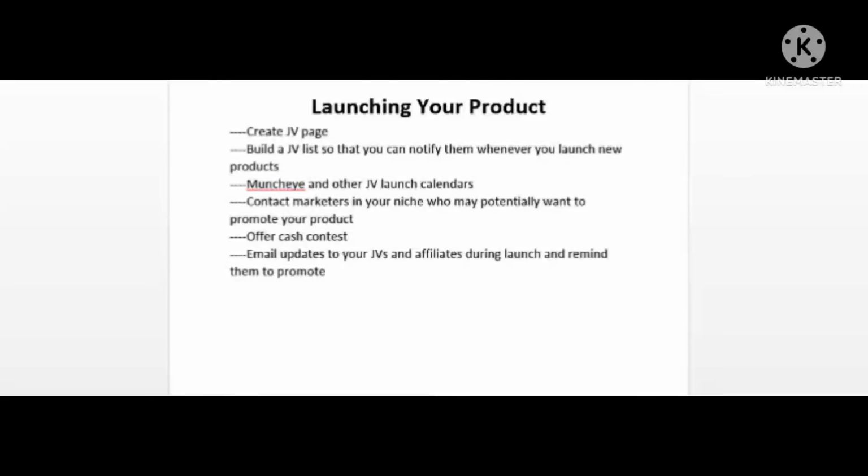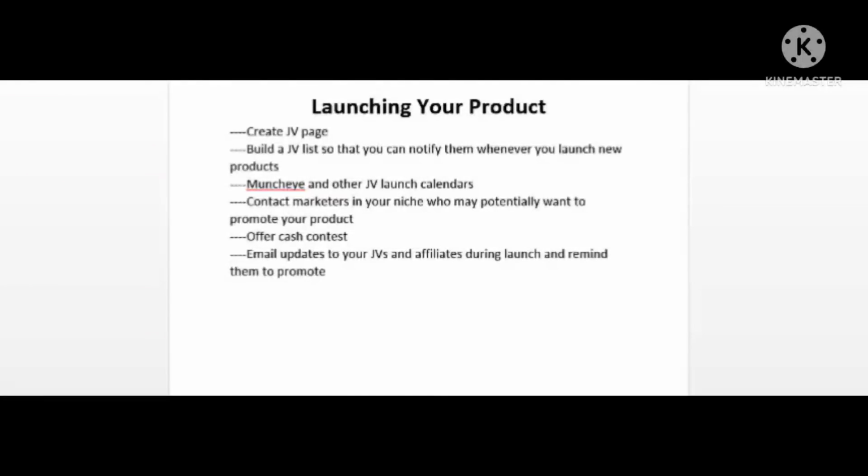When I'm looking for products to promote as an affiliate, if they don't have a JV page, chances are I'm not going to promote the product. Although I have promoted products that do not have JV pages, if they have a JV page, the more likely I'm going to promote their product. I scan JV launch calendars such as Muncheye for products to promote, and that's what I recommend you do.